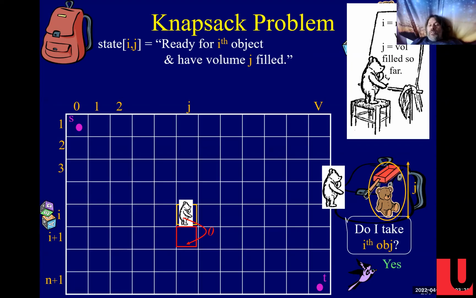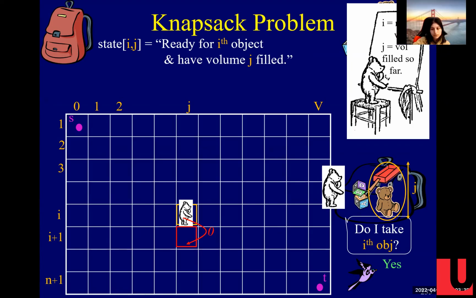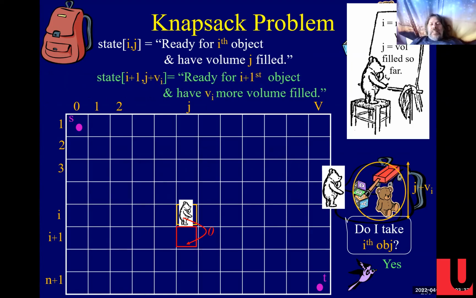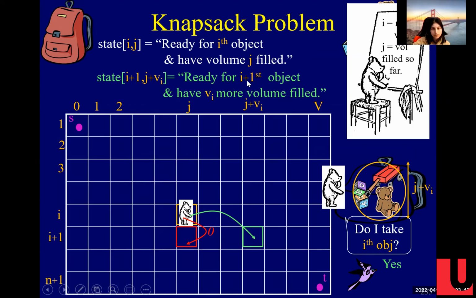So now the other option is I could ask her and she could say yes. Well, if she says yes, then you can imagine what Pooh Bear is going to do. He's going to put the object into the knapsack, right? And then that changes his state. Why? Changes the state down here. What's his new state? Well, he's now ready for the I plus first object, right?